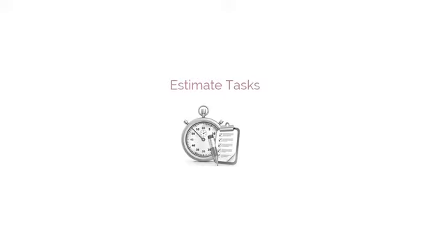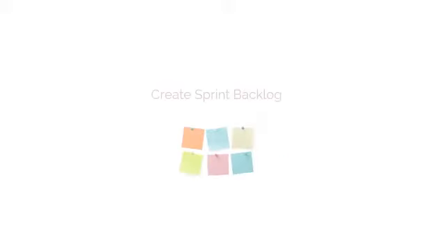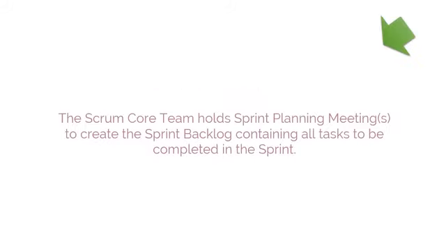The next process is estimate tasks. In this process, the Scrum core team uses task estimation meetings to estimate the effort required to accomplish each task in the task list. The output of this process is an effort estimated task list. The last process that is part of this phase is create sprint backlog. In this process, the Scrum core team holds sprint planning meetings to create the sprint backlog containing all tasks to be completed in the sprint.